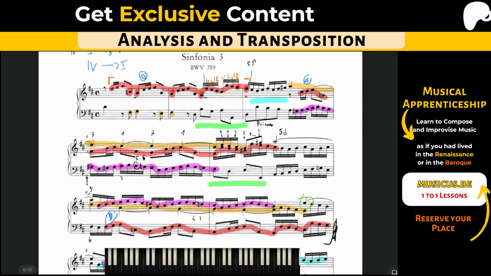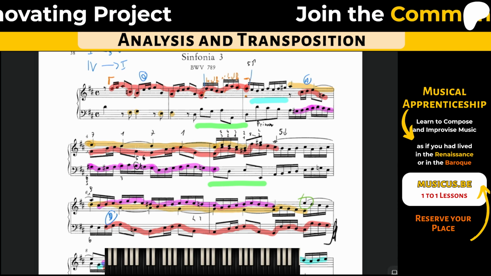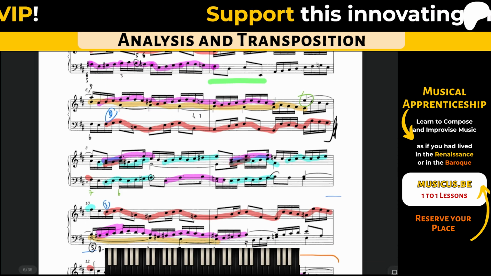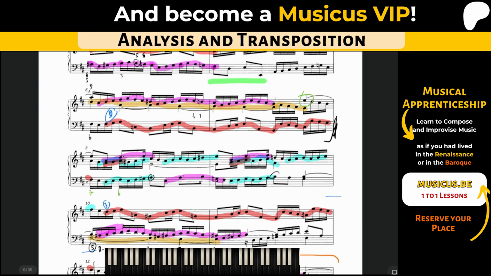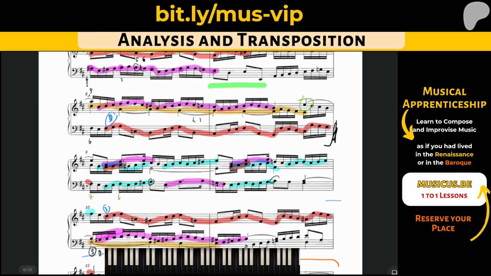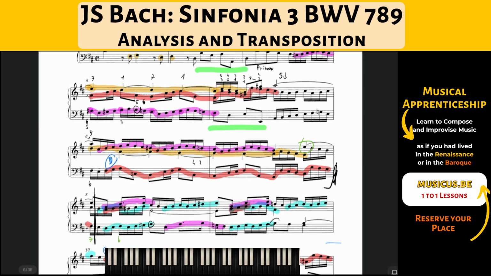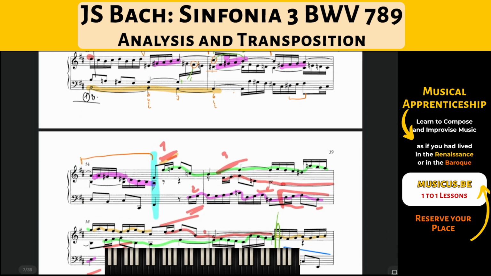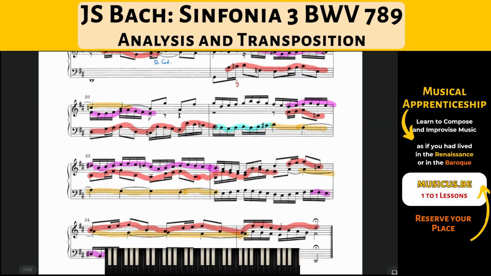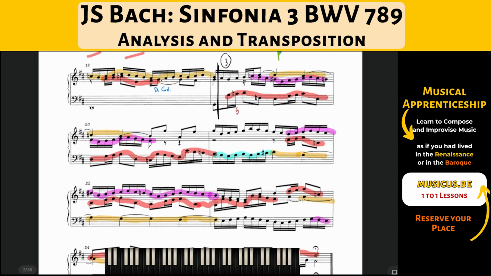Let's divide this piece into 6 sections. For example, the first section can be the exposition. Actually, we can do it this way: 3 sections, because we have the exposition from this point up to this point. Section number 1. Then we have section number 2, which is the middle section, up to the G major cadence, and section number 3, which is the final section. So you have 3 sections.